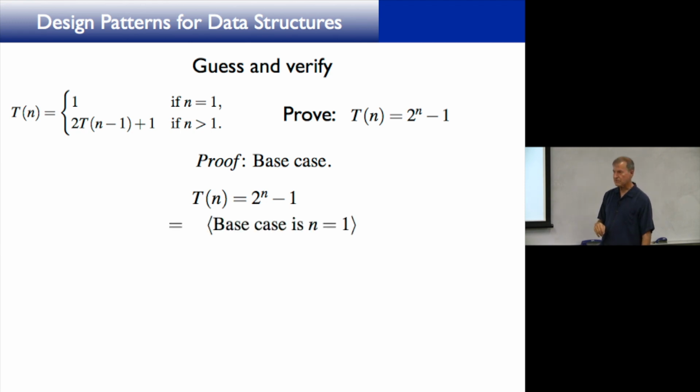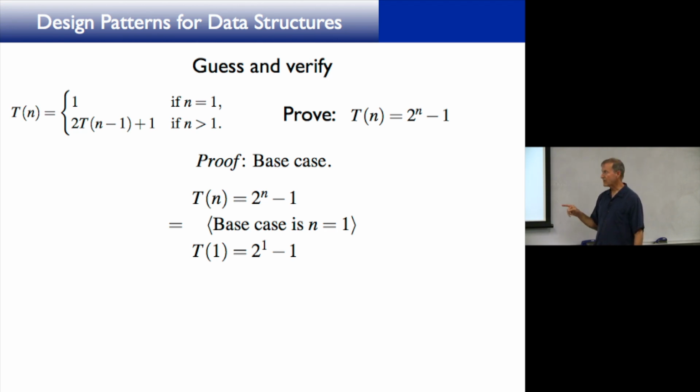So this equals, by virtue of the fact that the base case is n equals 1, and so now what do? Just plug in what? Plug in 1 for n. So what do we have? No, not T of n. T of 1 equals what? 2 to the 1 minus 1, right?